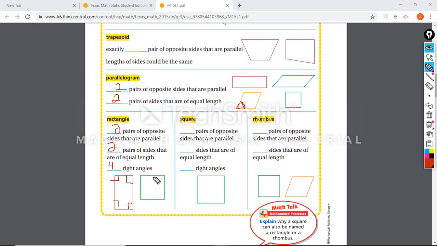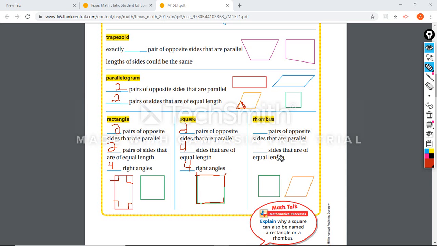It has 2 pairs of opposite sides that are parallel. It has 2 pairs of sides that are equal length, and it also has 4 right angles. So when we look at it as a square, how many pairs of opposite sides are parallel? It has 2. And how many sides are equal length? It has 4 sides of equal length. And how many right angles? Well, we already know that's 4.